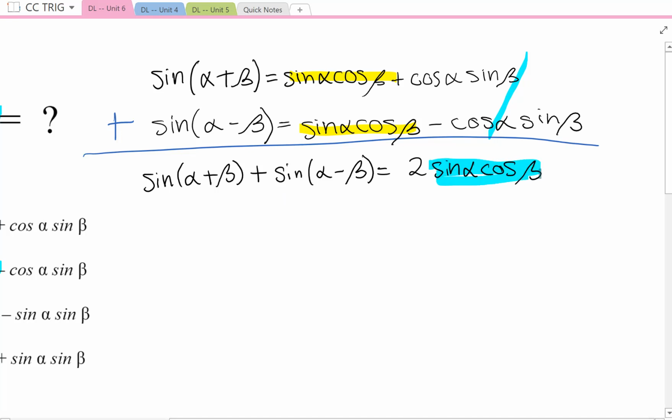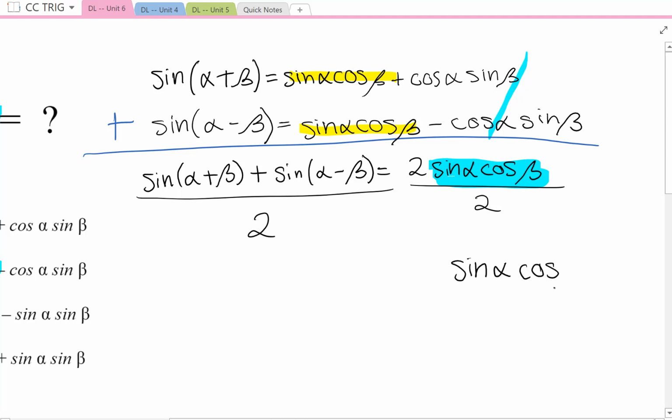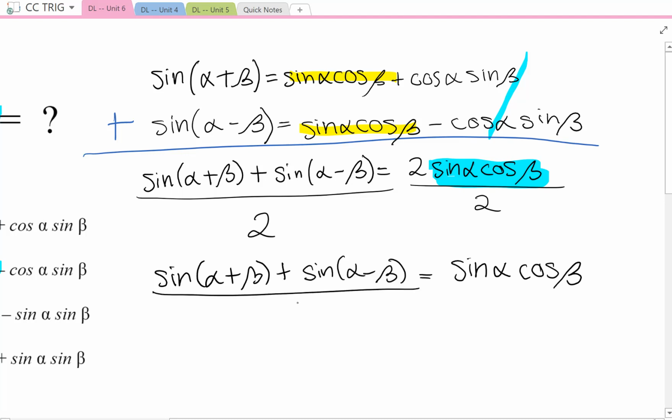Here I see sine alpha cosine beta, which is what we're trying to come up with a shortcut for. So let's divide both sides by 2. Let's get sine alpha cosine beta by itself. Sine alpha cosine beta can be rewritten as sine quantity alpha plus beta plus sine quantity alpha minus beta all over 2.